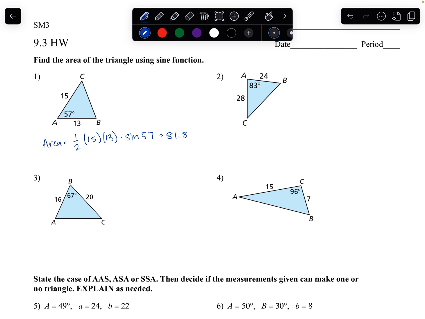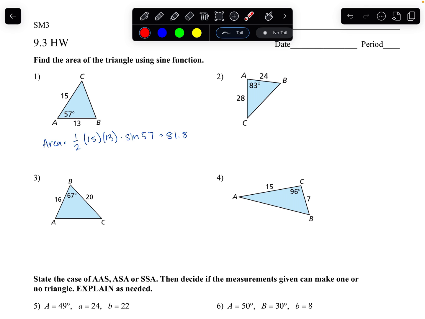And you can do the exact same thing for the other ones. It doesn't really matter, as long as you have those set up as side angle side, then you can use this formula. And again, it's just 1/2 of the product of the two sides times the sine of the angle that's in between them.